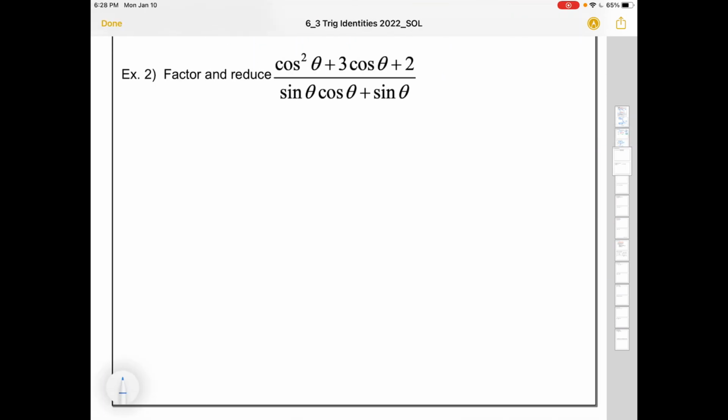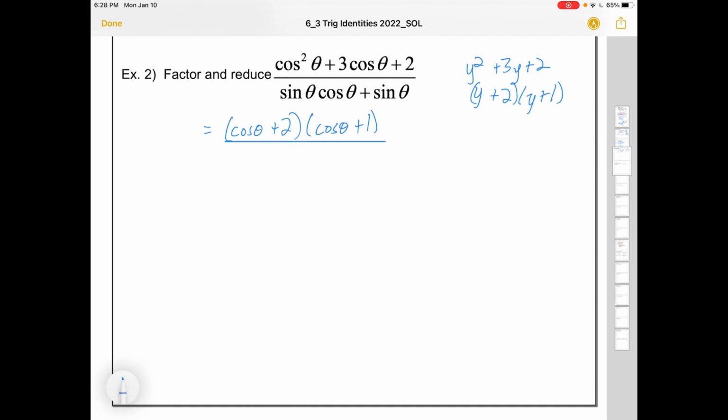We can also factor trig equations or trig expressions, and we've done that before in Chapter 4. So up top, I've basically got a y squared plus 3y plus 2. It's just that instead of y's, they're cosines. So the top would factor to cos theta plus 2 and cos theta plus 1. Just like this y expression would factor to y plus 2 and y plus 1. You can write them in any order.